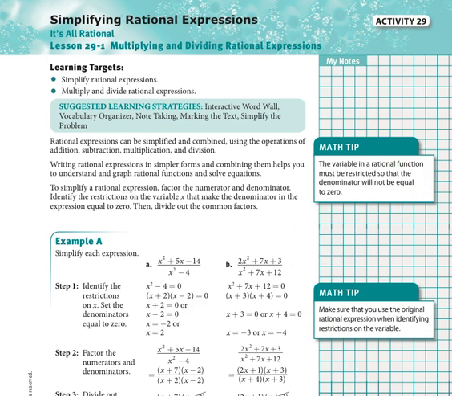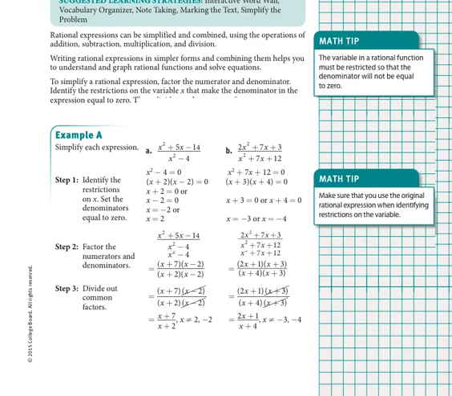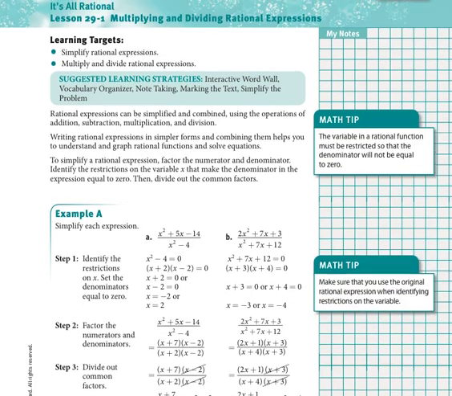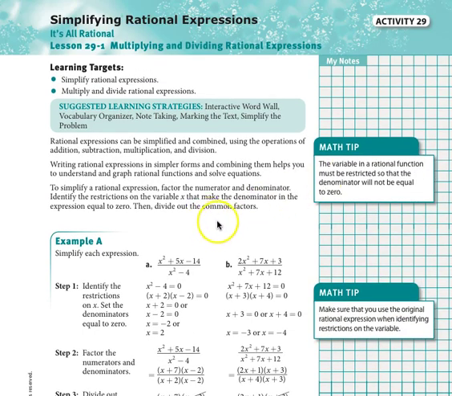Right, so today we are going to be completing lesson 29-1. This is on page 445. If you don't have your book with you, then you need to get out a sheet of paper to write these things that we're talking about down.